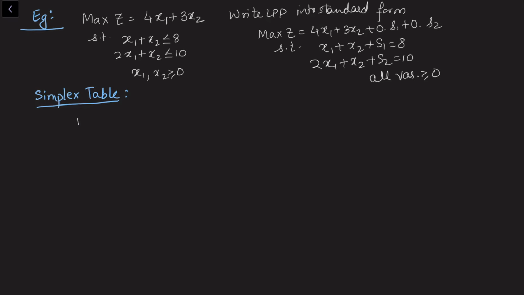Now look again, if I want to construct the first simplex table through the formulas, we always have to look at whether we have an identity matrix in the coefficient matrix or not.